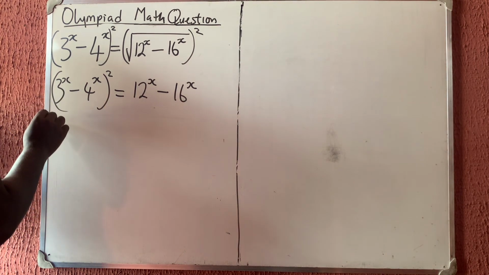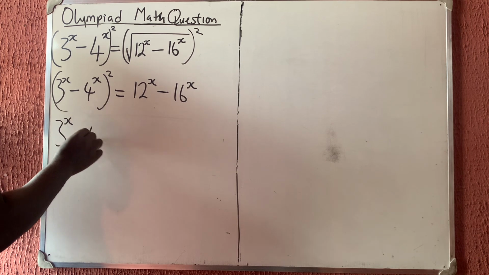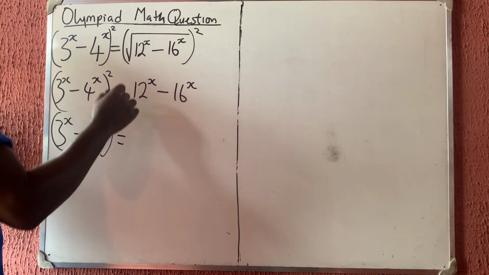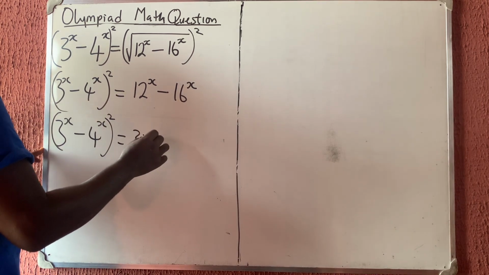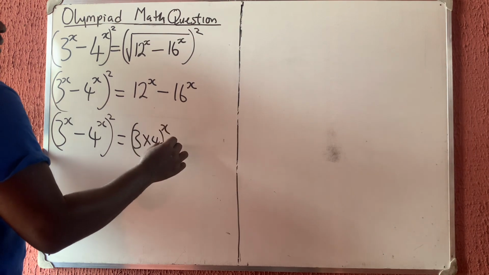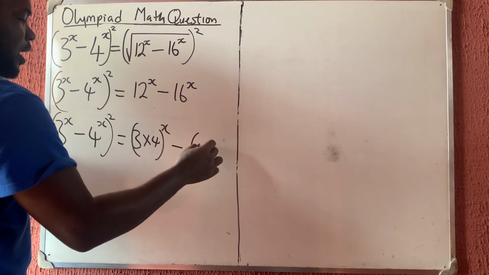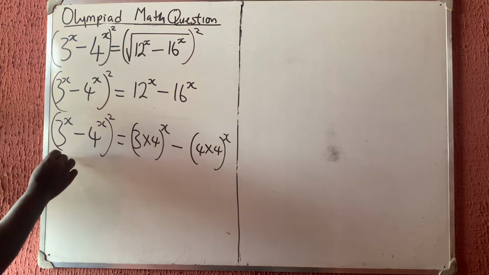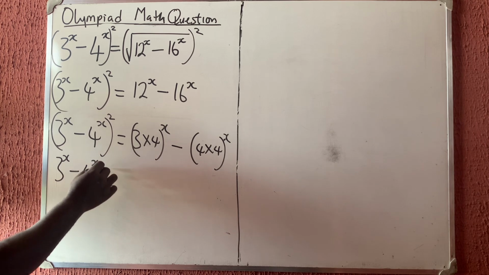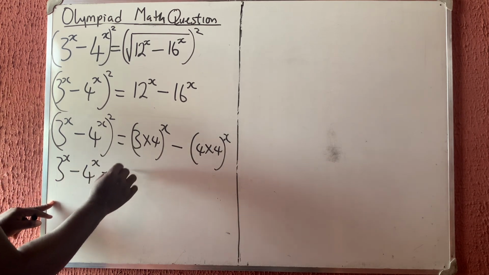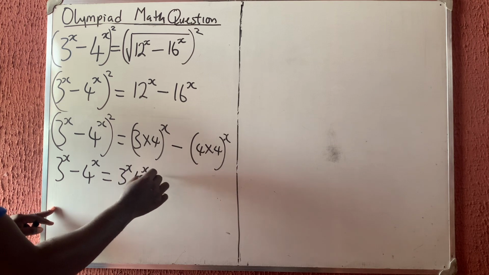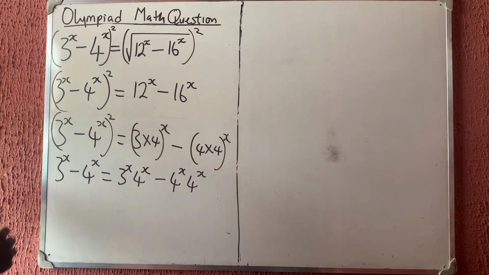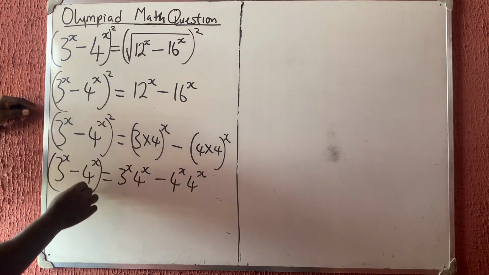So this is (3^x − 4^x)² is equal to, now this one can be written as (3 × 4)^x minus, this one can be written as (4 × 4)^x. So now I'm having that this is 3^x times 4^x minus 4^x times 4^x. Now, sorry, we have all squared here, don't forget.